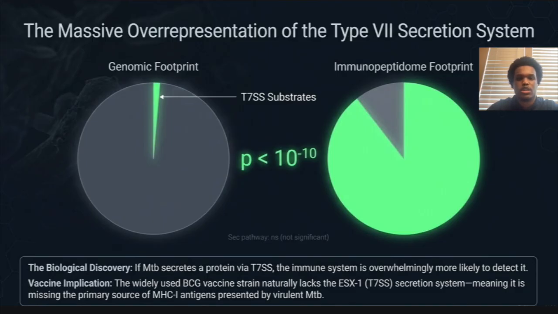This method allowed researchers to prove a major biological point in Figure 1D. Substrates of the type 7 secretion system are massively overrepresented. While T7SS proteins are a tiny fraction of the MTB genome, they dominate the immunopeptidome. Essentially, if MTB secretes it via T7SS, the immune system is much more likely to see it.